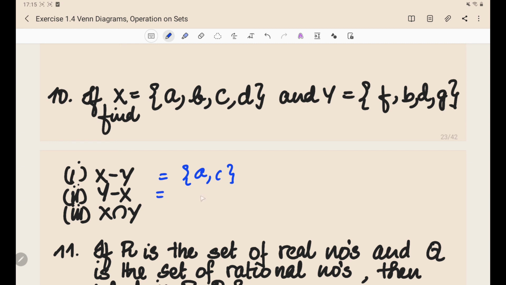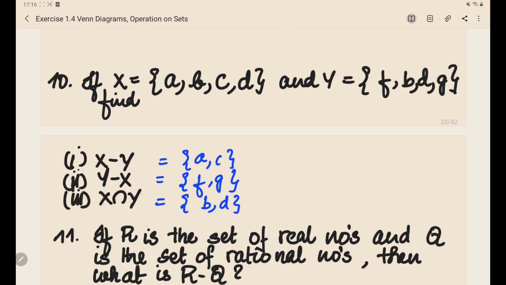Again, y minus x, if you take the reverse order: F will be there. B can't be included because it is also an element of x. Again, D is also an element of x, so it can't be included. So the elements are F and G. Again, what is x intersection y? The elements common to both x and y: B and D. So that's all for problem number 10.